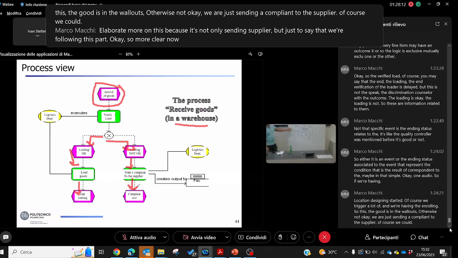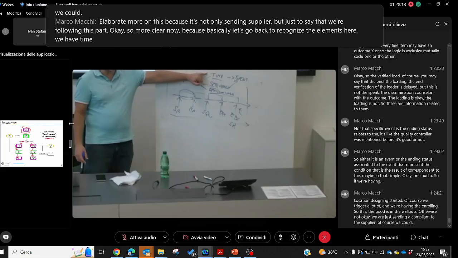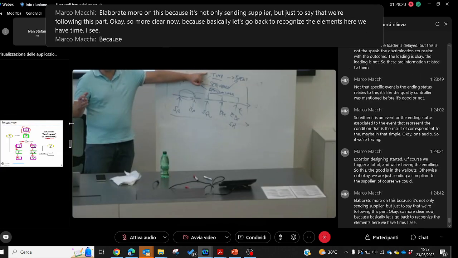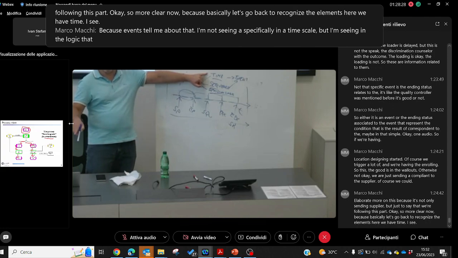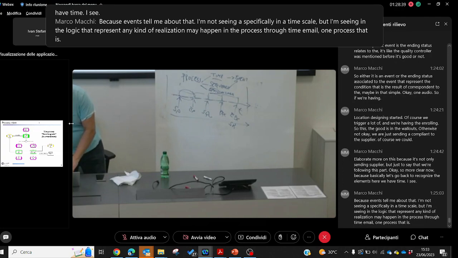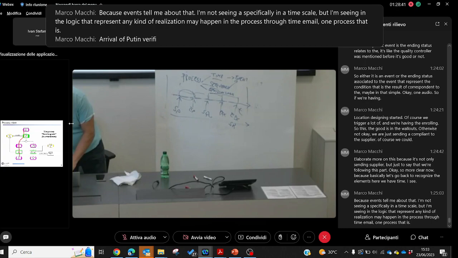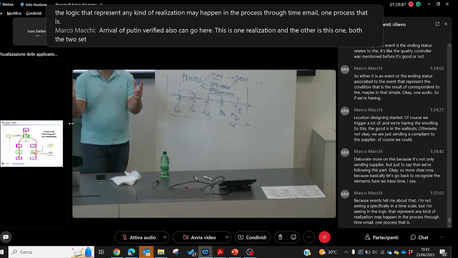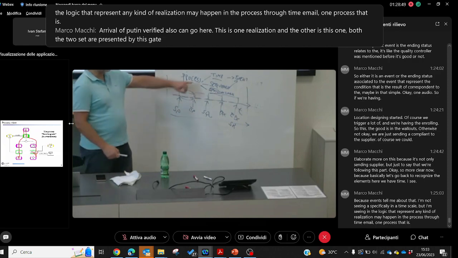Because basically, let's go back to recognize the elements here. We have time. I see time in the logic because events tell me about time. I'm not seeing it specifically on a time scale, but I'm seeing in the logic that represents any kind of realization that may happen in the process. Through time, you may have one process that is arrival of goods, verify load, loading occurring, goes here. This is one realization. And the other is this one. Both the tools are represented by this scale. Okay? So time is given.